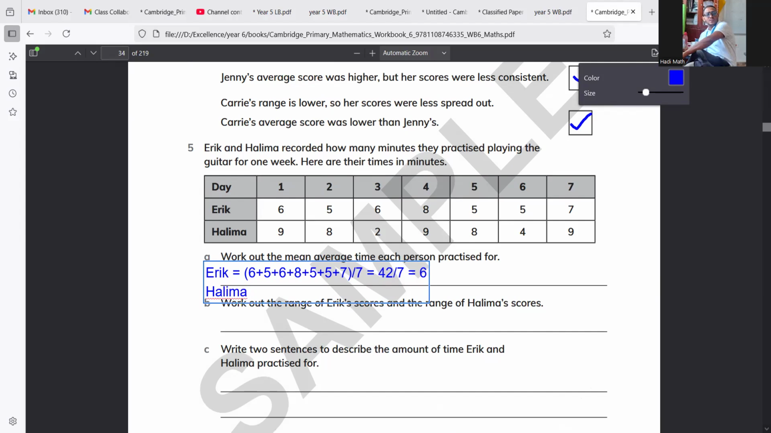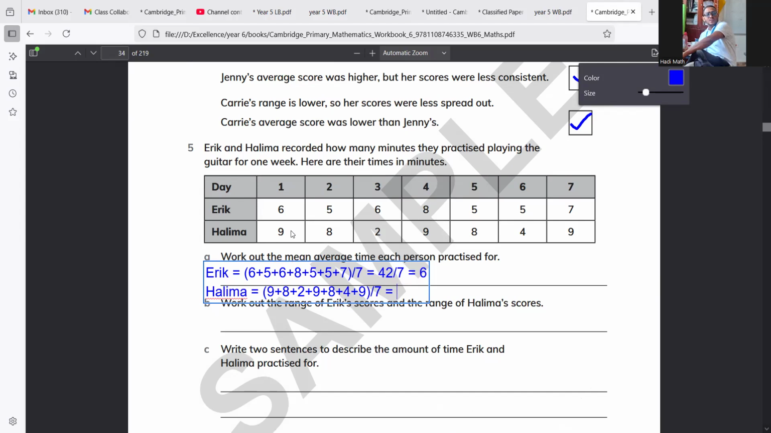So for Halima, you also go and add all of them together, which is 9 plus 8 plus 2 plus 9 plus 8 plus 4 plus 9. You add all of them together and you divide by what? By 7. And that's equal.